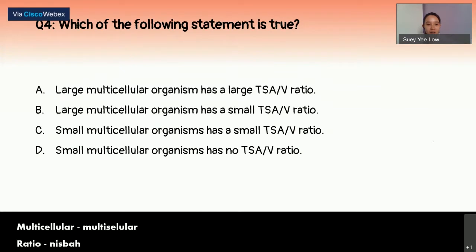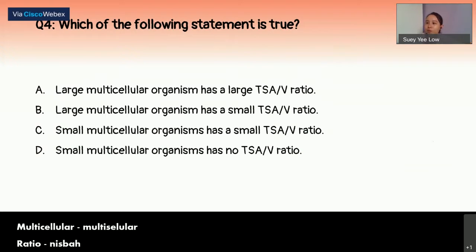Okay, so large organisms basically have a very large total surface area, right? Is it? No. Large multicellular organisms have a small total surface area relative to volume, but the volume itself is super big. When we compare a rat and an elephant, which should be the correct answer?